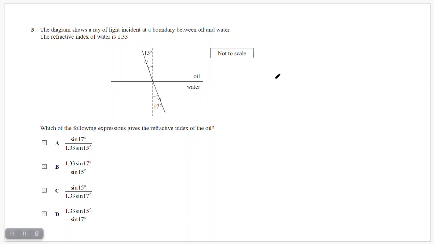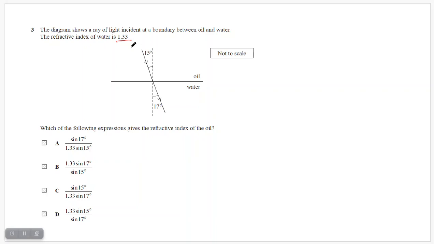The diagram shows a ray of light incident at a boundary between oil and water. The refractive index of water is 1.33. Which of the following expressions gives the refractive index of the oil? So guys, a lot of students make this common mistake of recalling n equals sin i by sin r. That is not applicable here or anywhere for that matter.